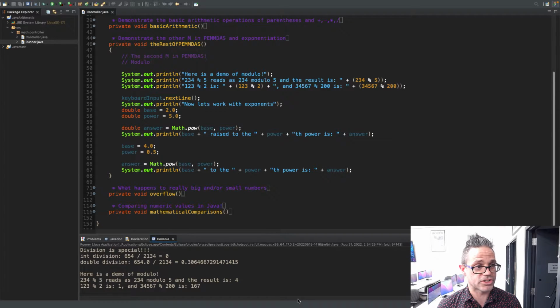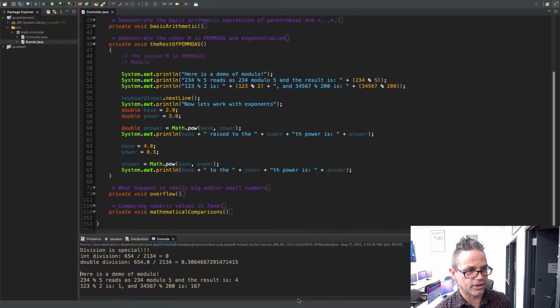The rest of PEMDAS is just exponentiation. Now, exponentiation, we can't use a superscript notation like 2 squared like we write inside our math class, because we'd already used it in plain text. Even an editor still uses plain text for that, so we don't have superscripts. We can work with that. So instead, the solution for that in Java is using math.pow.